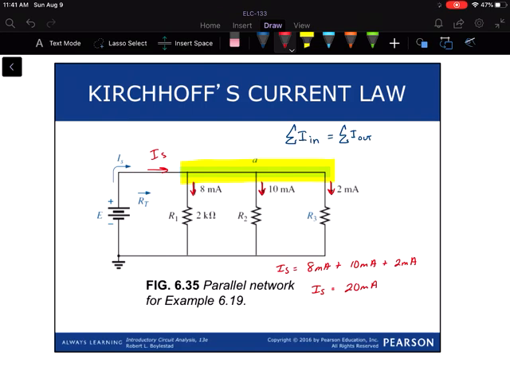Now we could find out a few more things from our problem here. So let me go ahead and write down that I sub S is 20 milliamps. Okay, notice that right here, we know two things. We know the current going through that resistor is 8 milliamps, and we know that R1 is 2K. So if we want to find the voltage, we would just take our 8 milliamps and multiply by the 2K, and that means we must have 16 volts there.